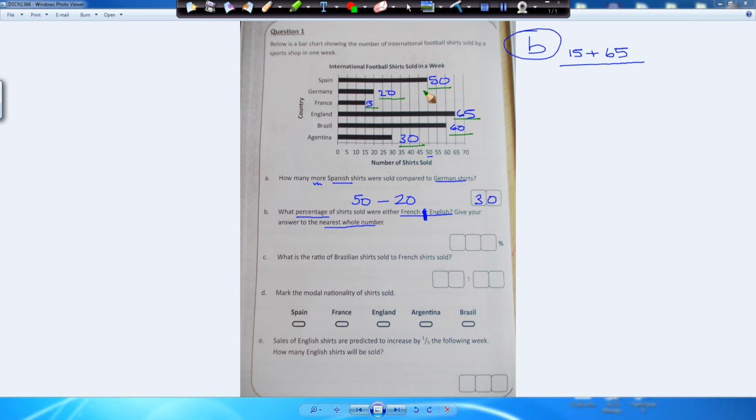Right, so we do 50, add 20 is 70. 70, add 15 is 85. 85, add another 5 is 90. 90, add 60, 150. 150, add 60, 210. 210, add 30, 240. So 240 goes on the bottom over here of our calculation.